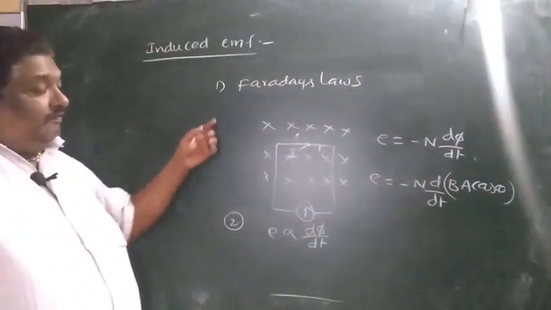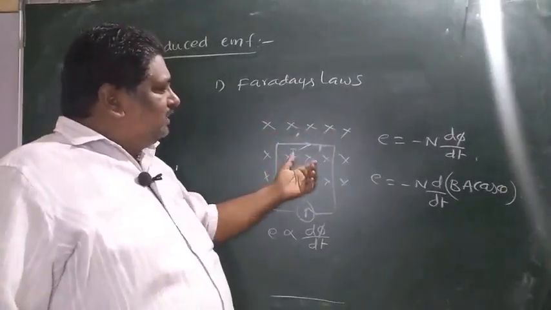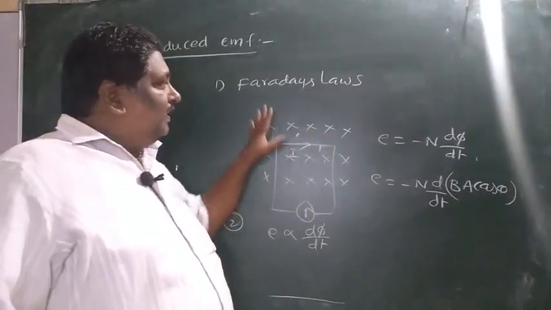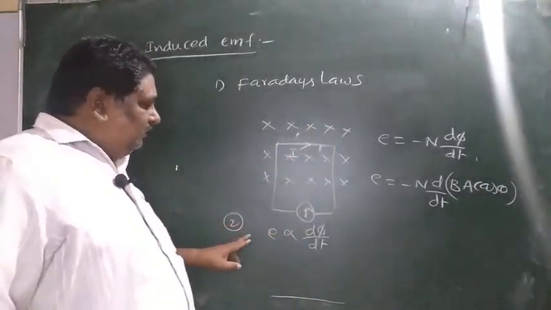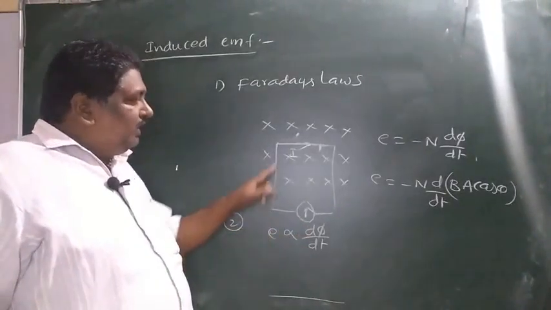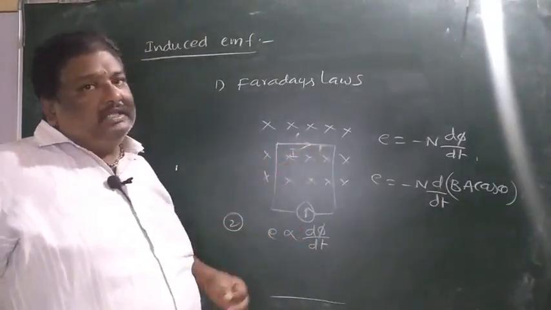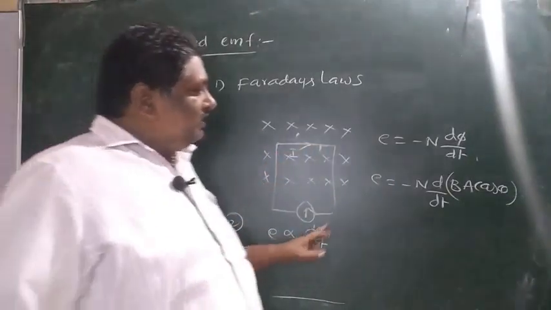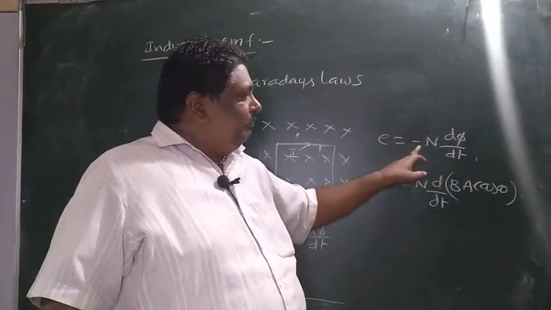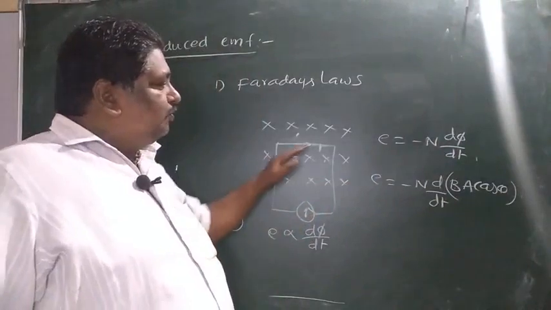I shall repeat again. Faraday's first law: whenever a conductor cuts the magnetic flux, EMF is generated in it. Second law: the rate at which the flux changes is proportional to the EMF generated in it. If the flux rate is more, more EMF is generated in the wire. So E is equal to some constant into d phi by dt. The minus sign indicates that this produced EMF always opposes the flux cut.